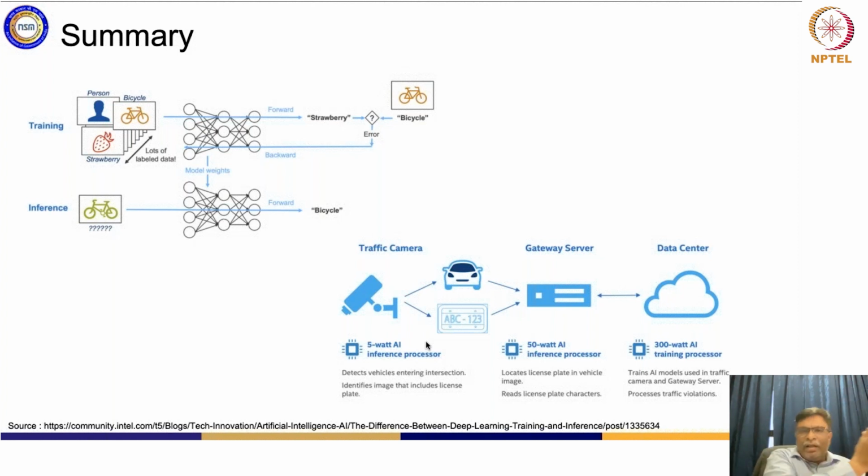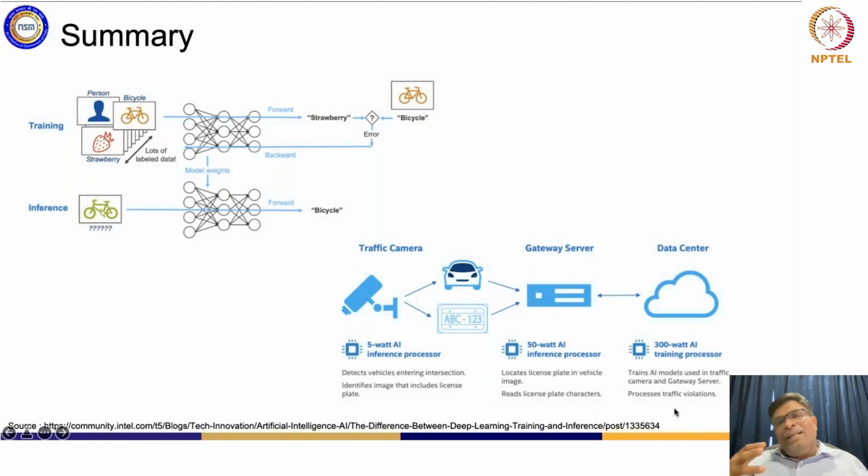So in a 5-watt AI inference processor, the same trained model detects the vehicle which is entering the intersection and identifies the image that includes the license plate. So the inferencing here is done for this. The gateway server locates the license plate there and detects the characters, and here it detects the traffic violation.